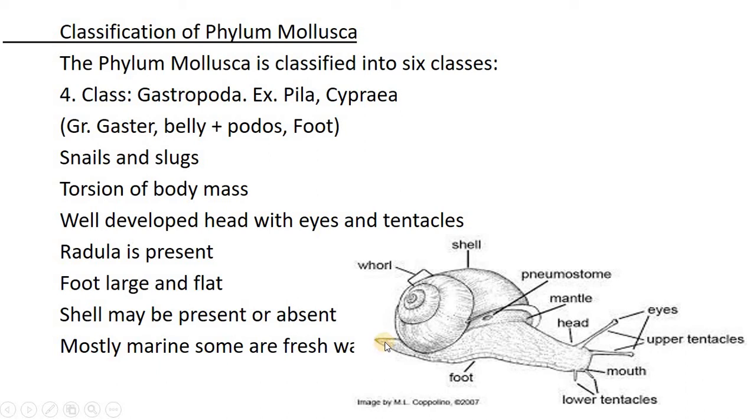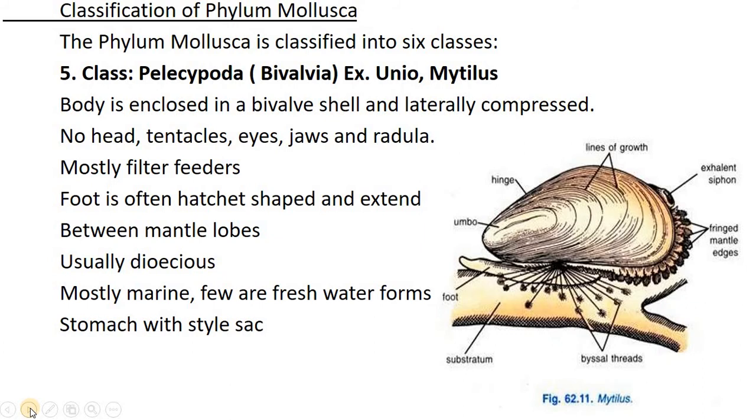In the members of the Gastropoda, now we find this coiling of the shell, mantle, head, eyes, upper tentacles and lower tentacles. So that's an apple snail or the Pila globosa. Next, fourth class is the class Pelecypoda or Bivalvia, where you find two shells are there. Because of the presence of two shells, it's also called Bivalvia. Examples are Unio and Mytilus.